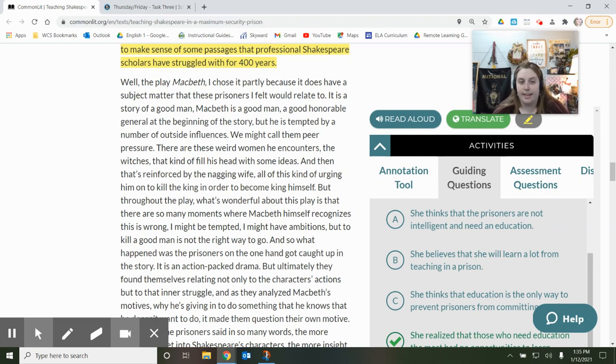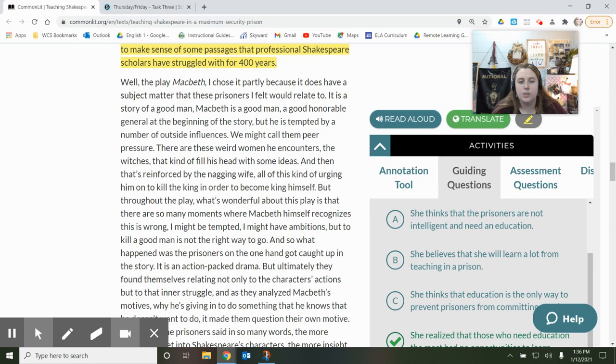Well, the play Macbeth, I chose it partly because it does have to do with the subject matter that prisoners have, I felt would relate to. It's a story of a good man. Macbeth is a good, honorable general at the beginning of the story, but he's tempted by a number of outside influences. We might call them peer pressure. There are these weird women he encounters, the witches, that fill his head with some of these ideas, and then that's reinforced by his nagging wife. All of this urging him to kill the king in order to become king himself.